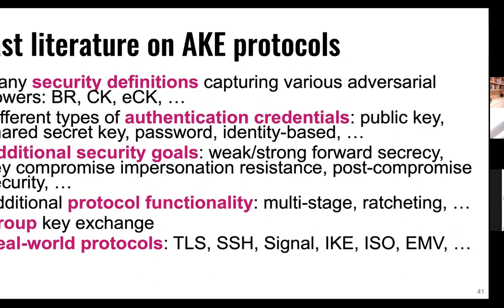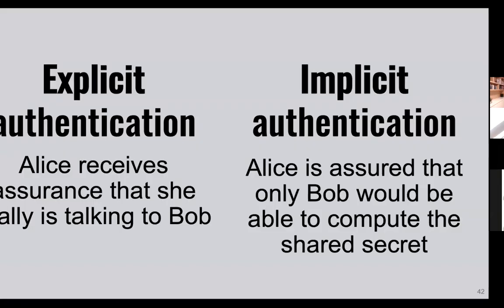But the distinction I want to explore in this part of the talk is the distinction between explicit authentication and implicit authentication. So in explicit authentication, Alice receives an assurance during the protocol that she really is talking to Bob, that Bob is live and on the other end of this connection. Whereas in implicit authentication, Alice doesn't quite get that assurance. She is assured that only Bob would be able to compute the shared secret that they're computing, but she doesn't necessarily have a guarantee that Bob has actually done so and is live on the connection right now.